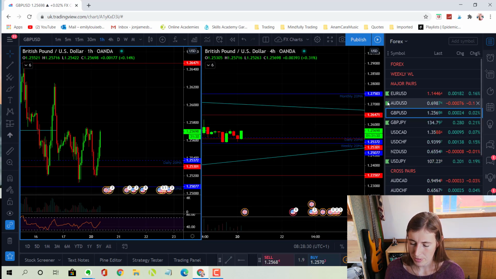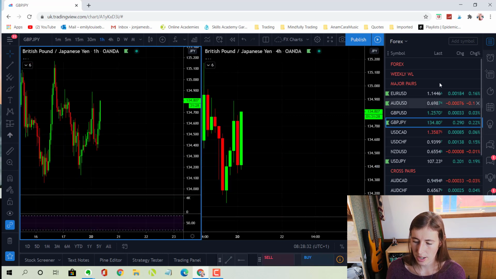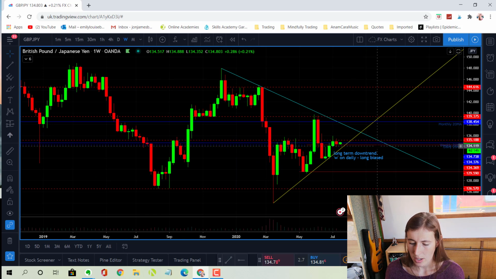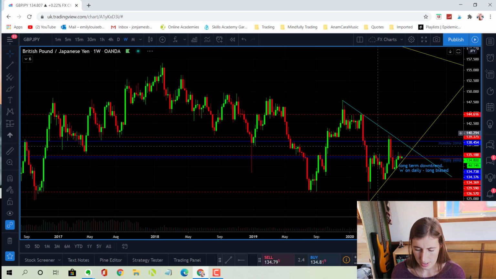So the flag's off there. I'm leaving it on those two because they look quite interesting. Let's have a look at the pound to the yen. And let's jump to the weekly again. And I think this is looking quite similar to the pound USD. So whether there's a turning point there in the pound, because again, it's quite similar.